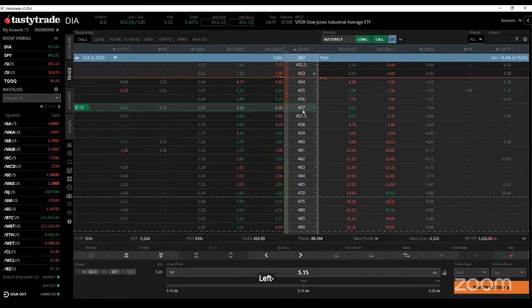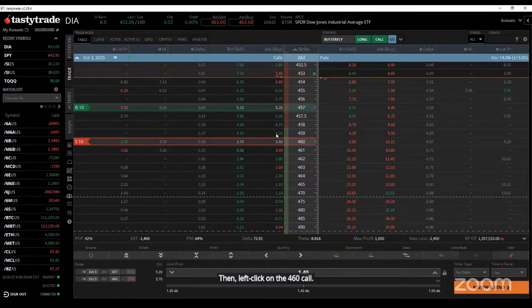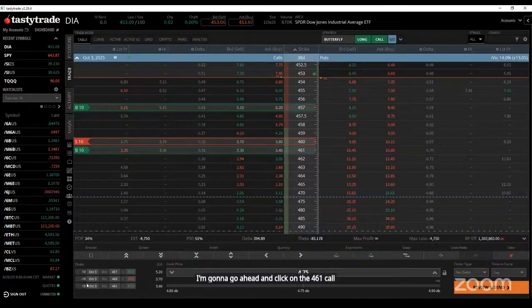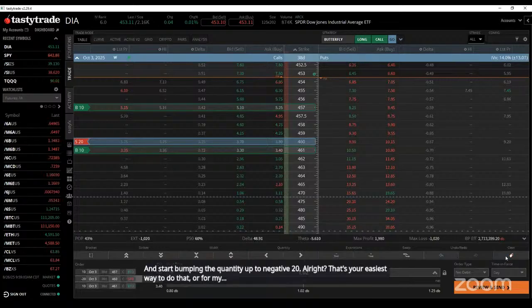By left clicking on the 457 call and bumping the quantity up to 10 with the quantity button down here at the bottom. Then left click on the 460 call, and you can see that your quantity's already set for 10 contracts. It added -10 460 calls. I'm going to click on the 461 call to buy it. So now you've got 10, 10, 10, and you still need to go back, highlight the 460 call, and bump the quantity up to -20. That's your easiest way to do that, from my experience.